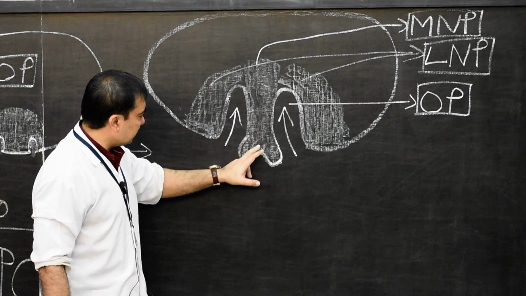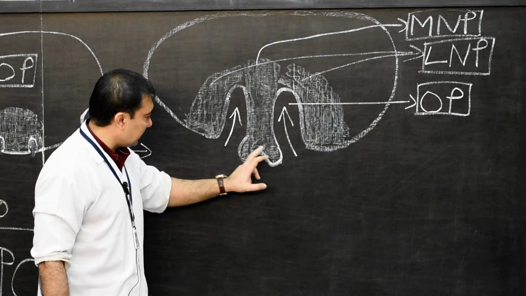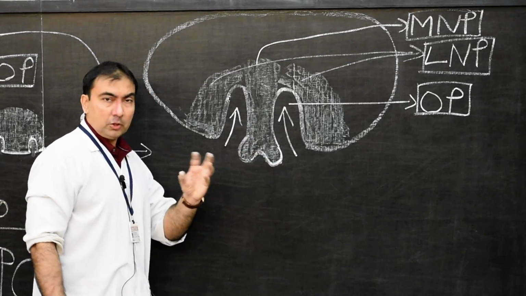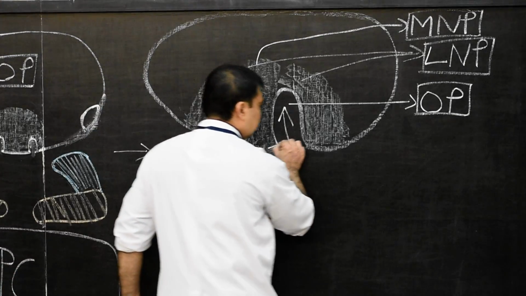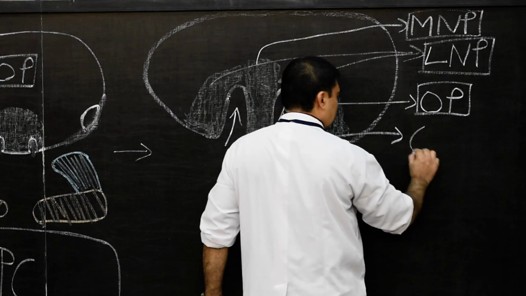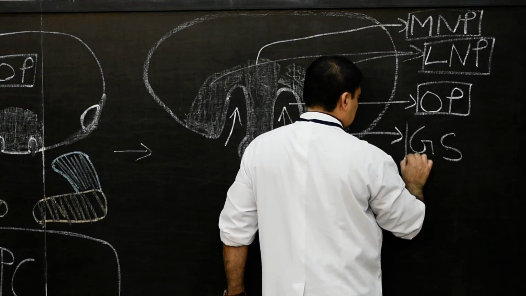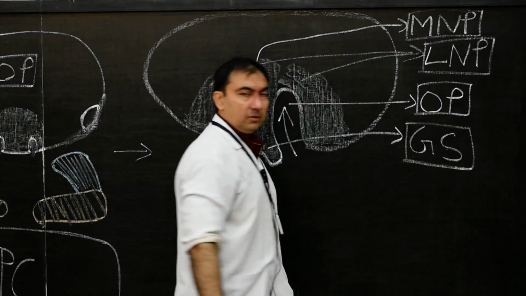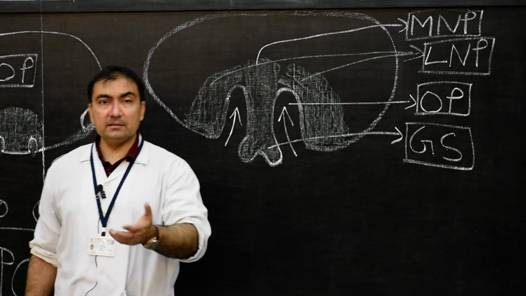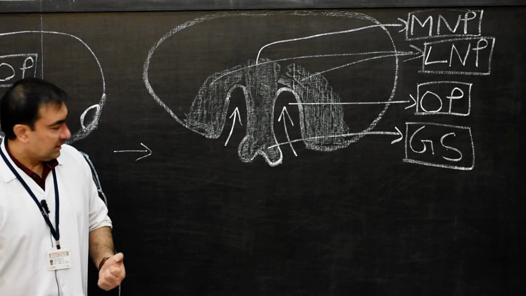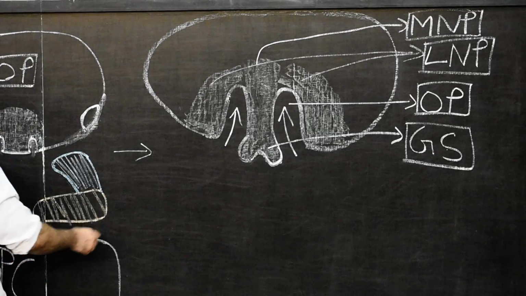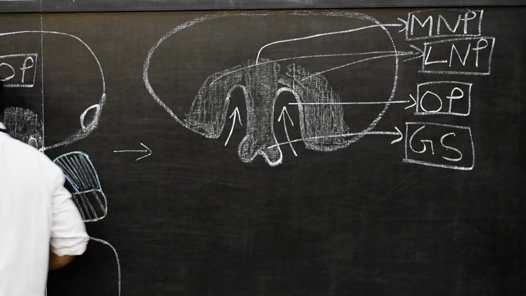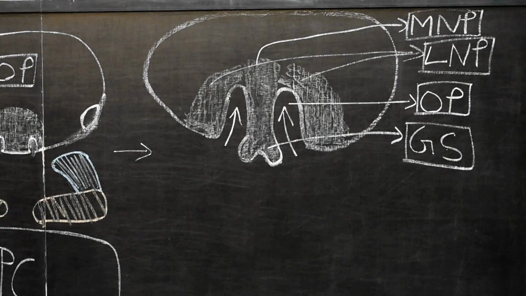Now here this median nasal process at the caudal end will have two globular swellings. We can see here these two globular swellings, and the name of these two, they are called globular swellings. Globular swellings of median nasal process, at their caudal end. Now we complete the diagram by showing the maxillary process and mandibular process.